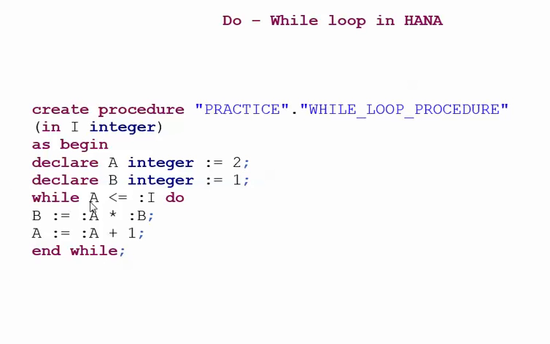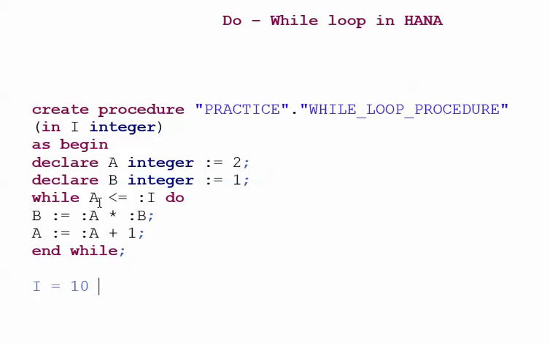Now the do-while loop starts. Suppose my input parameter was I, and suppose the value of I is 10. In my case here, I is 10. So once your value I is 10, this I value is 10.